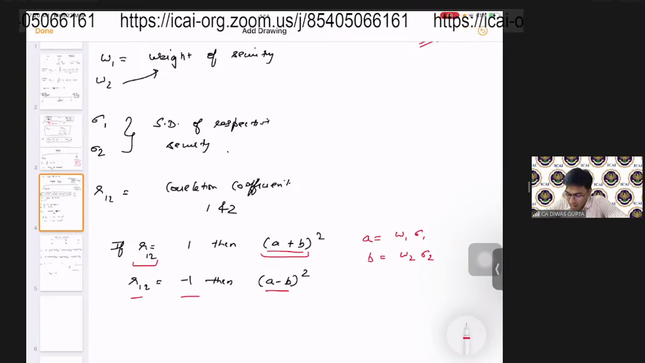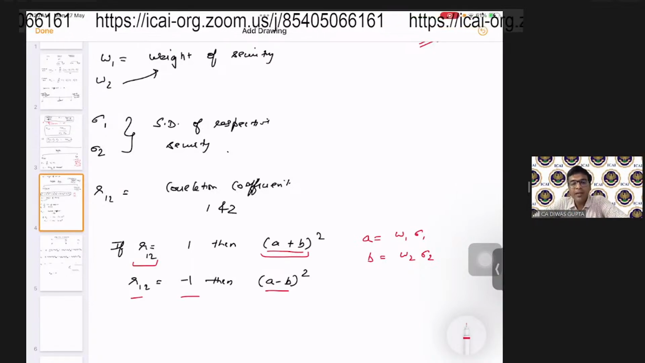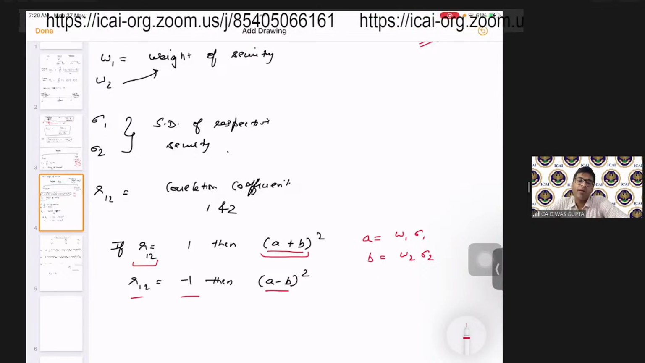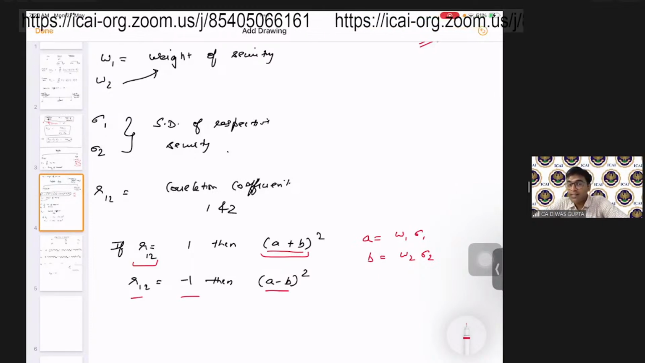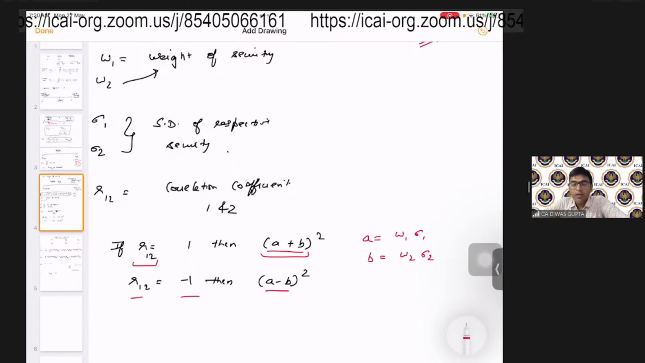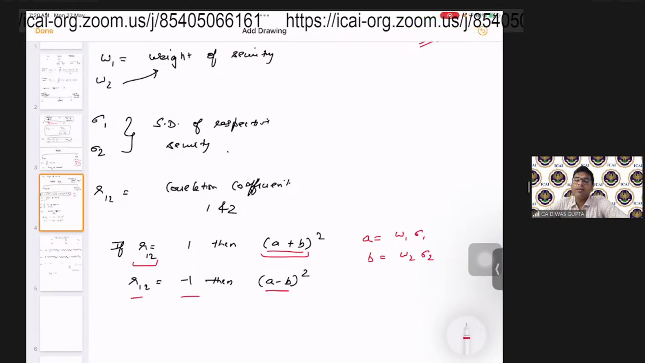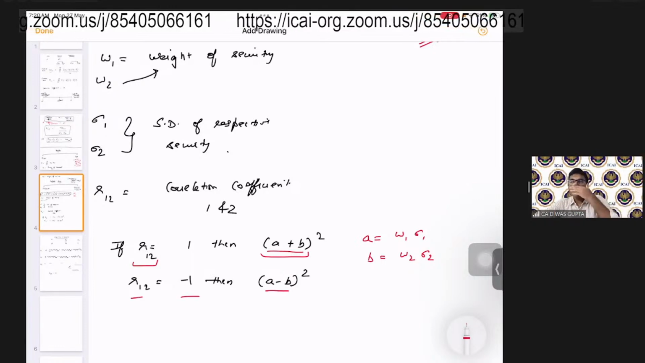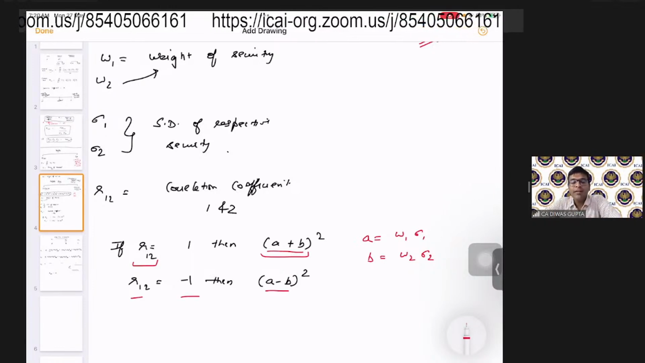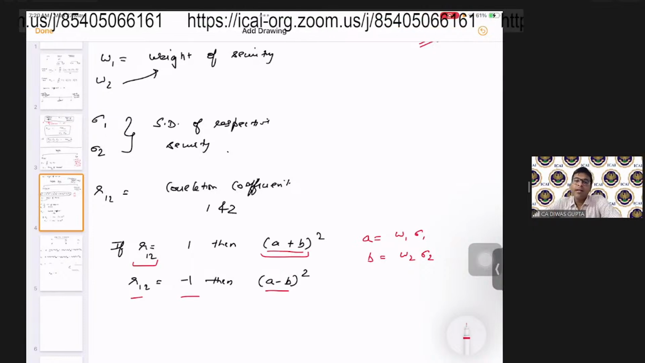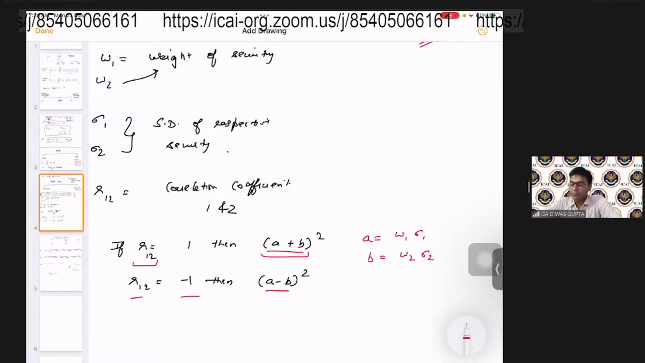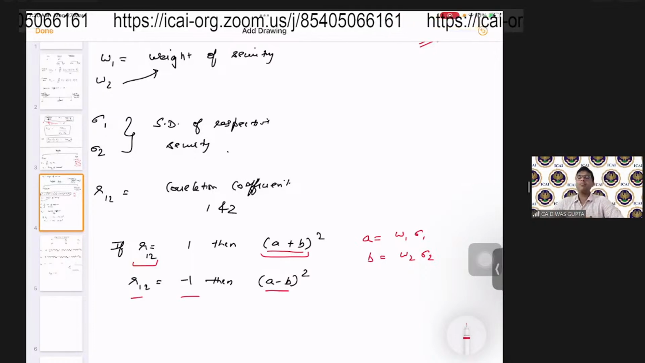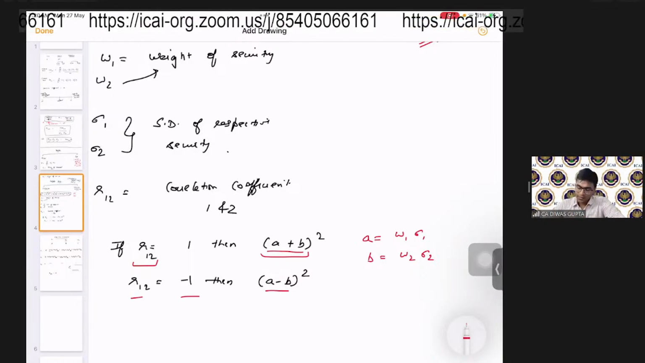If R12 is equal to -1, then only (A minus B) raised to the power 2 will give you a lower risk, students, compared to what individual securities have. Correct. So the bottom line is that whenever the correlation coefficient between two securities is -1, then your risk is very limited, or the risk will become negligible. I hope this is clear, students.